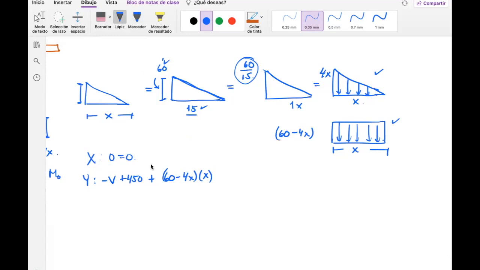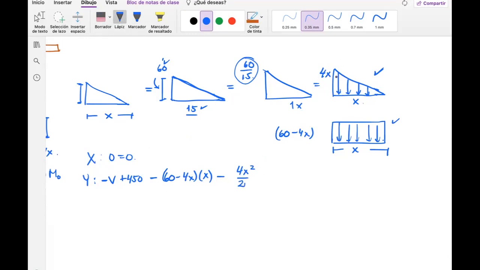Sorry, this is wrong. Oh my God. So this one is going down. Minus V, it's going down, plus 450 is going up, and this guy is going up. And also I'm still missing the triangle, and the triangle is also going down, so minus. Now get the area. Fine, the area is not very complicated. Minus 4 times x squared, okay, divided by 2, because it's a triangle.